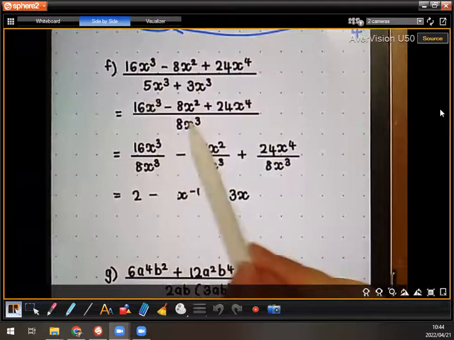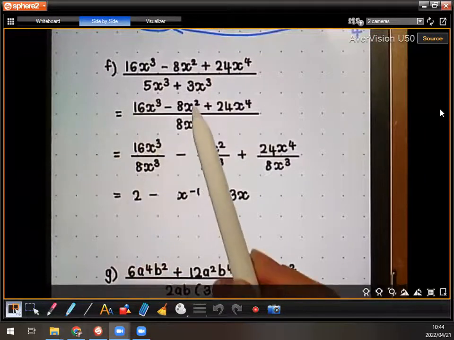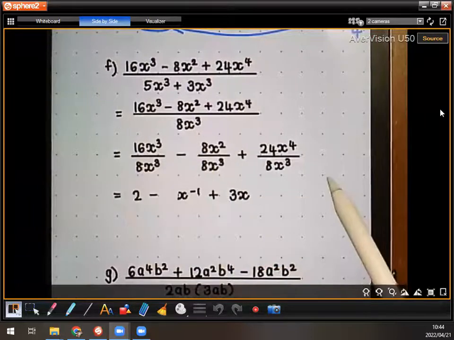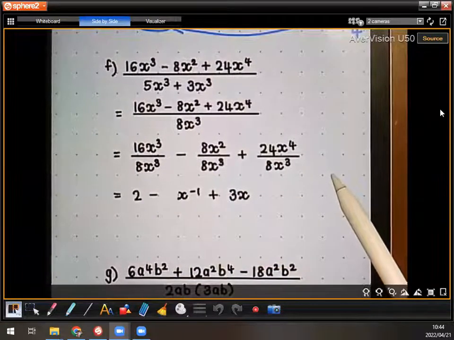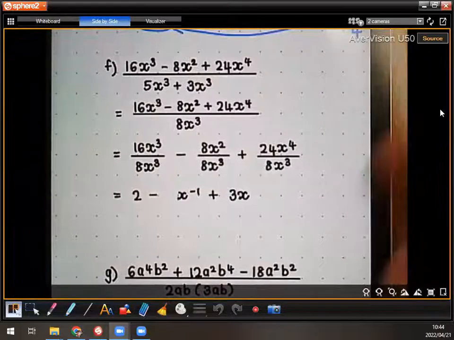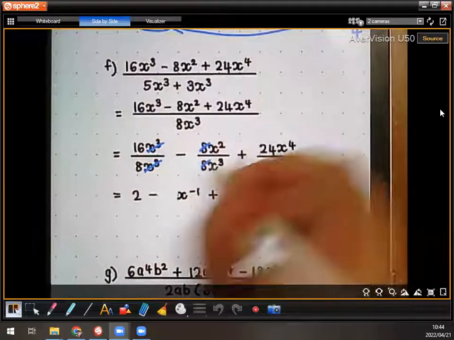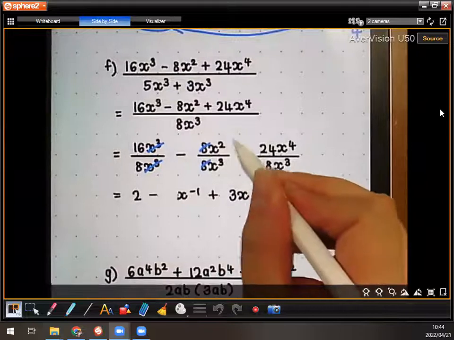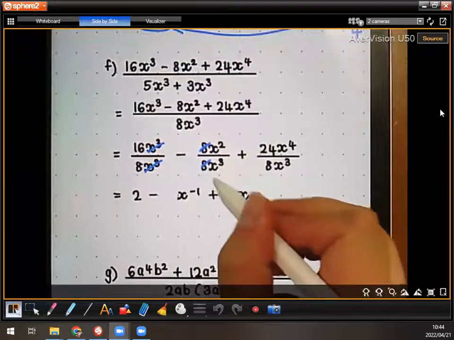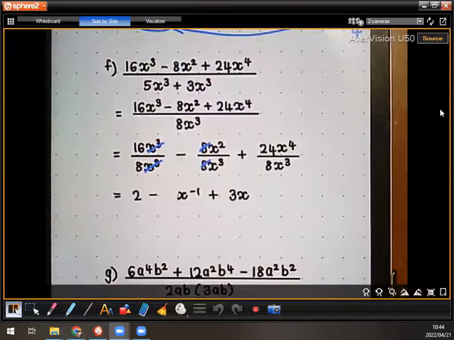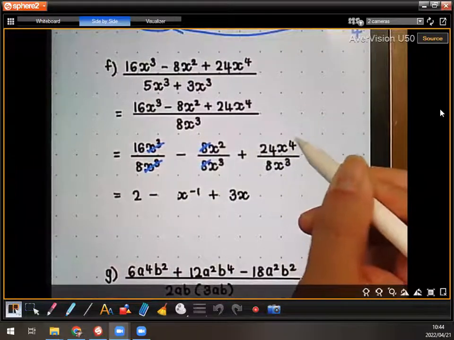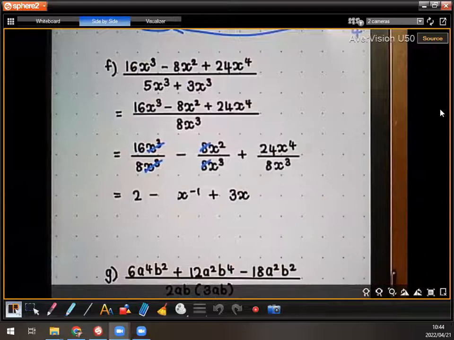Then you have to split the fraction up, that over x cubed, that over x cubed, that over x cubed. And then simplify each of them separately. So here, your x cubed cancelled out, which is quite nice. 16 divided by 8 is just 2. There, your 8's cancel out. So you have x to the 2 minus 3, right? That's where that negative 1 is coming from. And for the next one, 24 divided by 8 is 3. And then you're going to say x to the 4 minus 3, which is x to the 1.